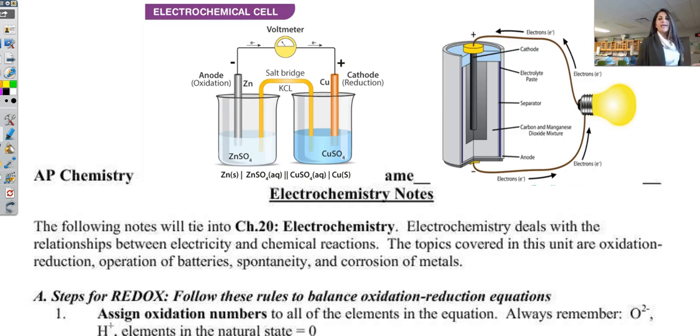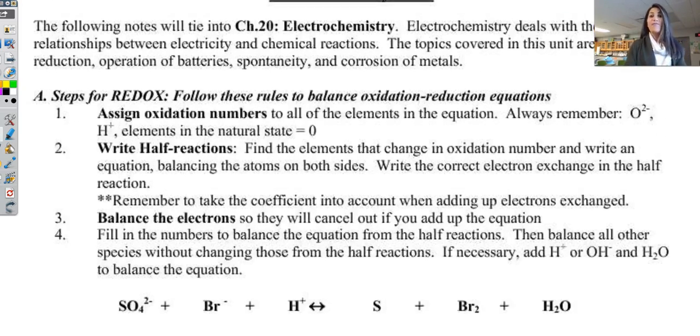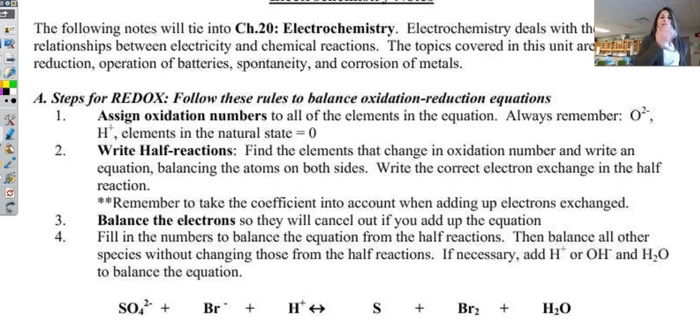So it says the topics covered in the unit: we've got oxidation reduction, operation of batteries, spontaneity or thermodynamically favored, and then also talking about the corrosion of metals. Okay, so the first part of this, which is beautiful, is that we've already done redox. We did it earlier in the year, so this is take 2. Hopefully after doing it this time, you can ask the questions that you need and be sure that you really have a solid understanding. Okay.